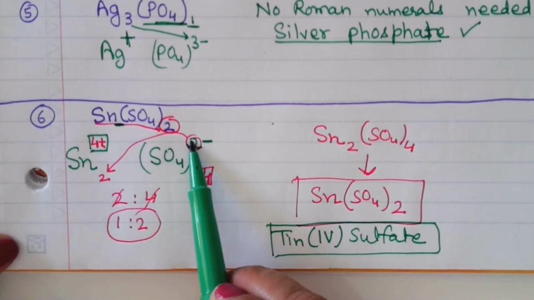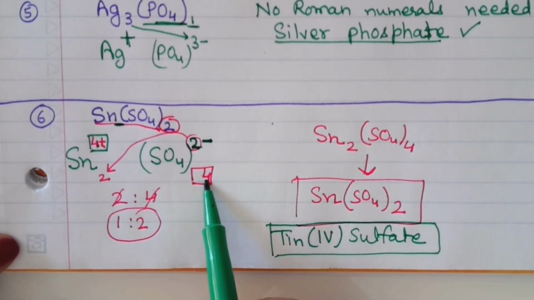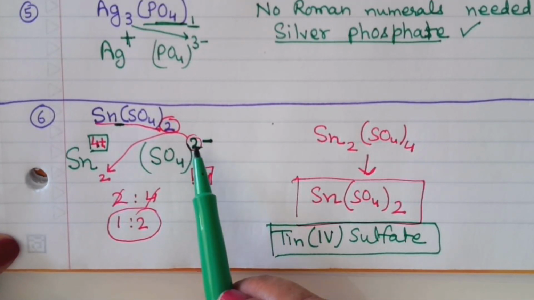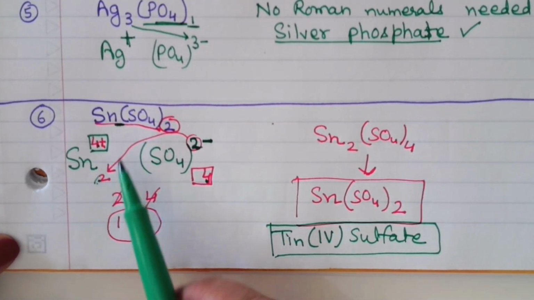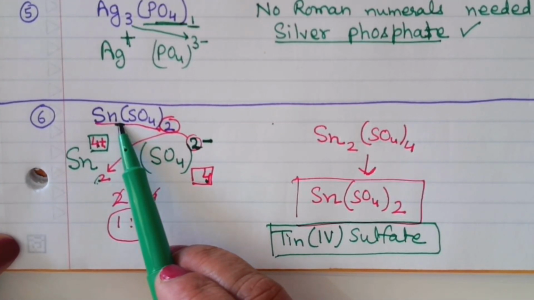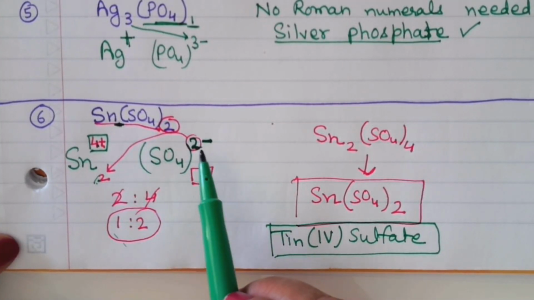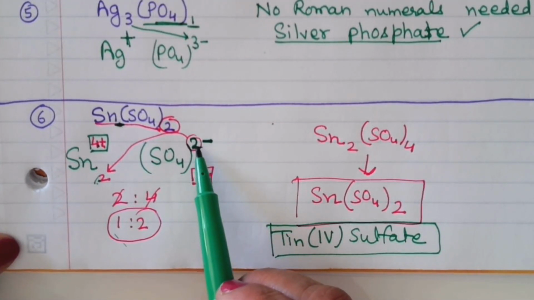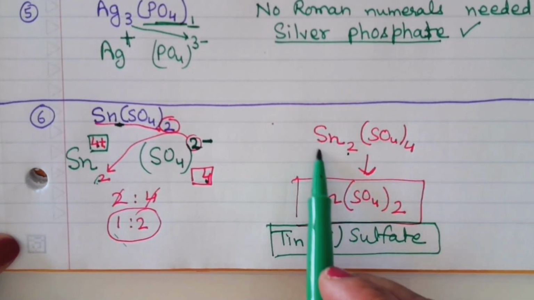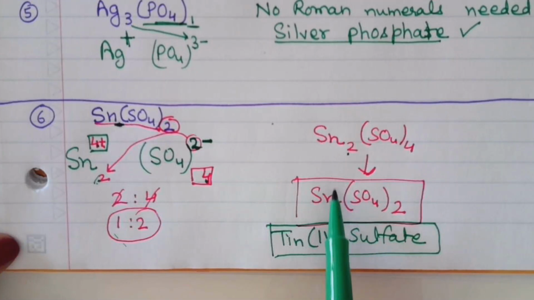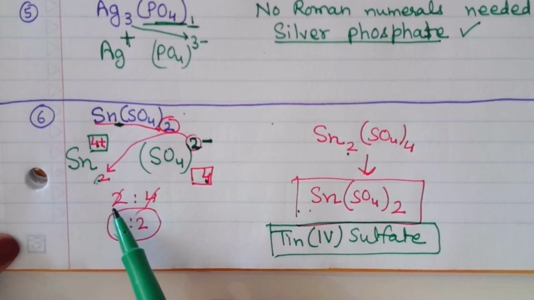So always remember the charge on the cation becomes the subscript on the anion, and the charge on the anion becomes the subscript on the cation, right? Since there was no subscript on tin, we can tell that it was the reduced ratio because the charge on sulfate is 2 negative. So tin should have a subscript of 2. If the charge on tin was 4 plus, only then can we get this formula, because the ratio was reduced.